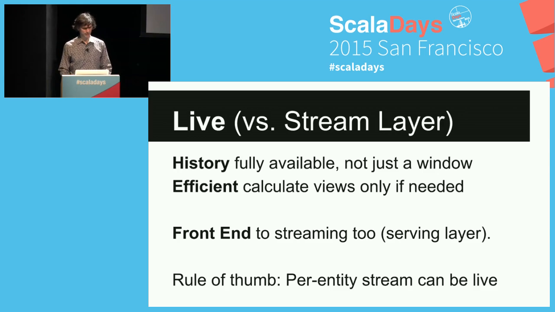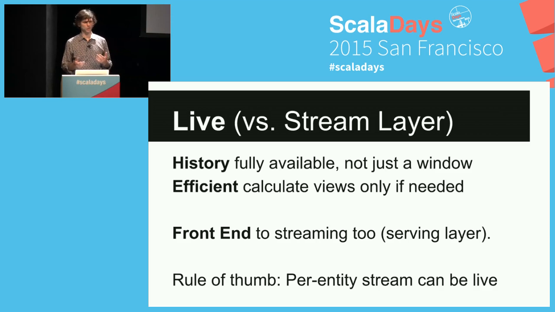The obvious one is, history is fully available. We don't have to do the computation based on just a short RAM window. We can look at the whole history if we want. And of course, we don't have to calculate the aggregations, the whatever computations we're doing, for the stuff that nobody ever looks at. Usually in the streaming or the batch layer, you're going to pre-calculate. You're going to set it up to calculate it for everything.